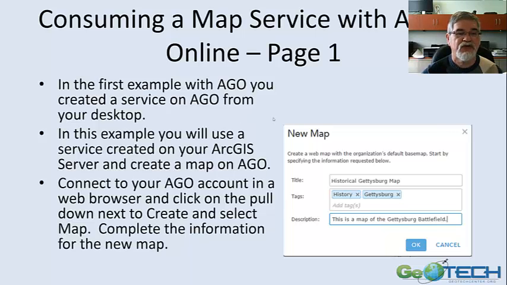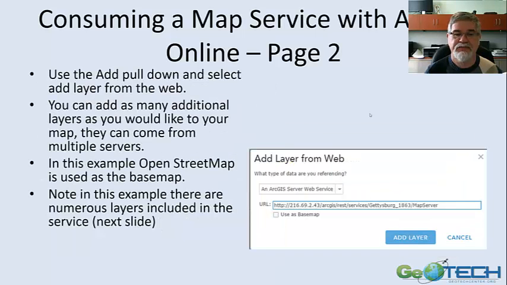So first thing is you got to go to a new map. You have to give us some metadata, a title, some tags, and maybe a short description has to be given. As you can see, I'm going to use a historical map that I created of Gettysburg, Pennsylvania, about the Gettysburg battlefield.